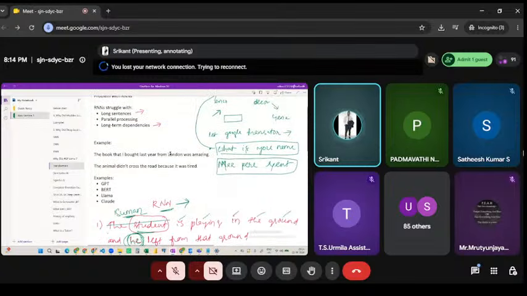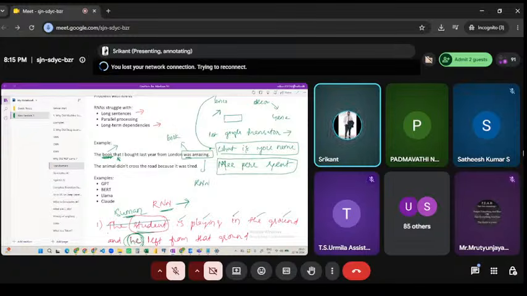Then, guys, I have mentioned examples also. The book that I bought last year from London was amazing. Here the main token is book. "That I bought" refers to the book, right? "Bought last year from London was amazing" is talking about the book, right? So how will it remember? It can't remember by the RNN, so it can only be implemented by using a transformer.